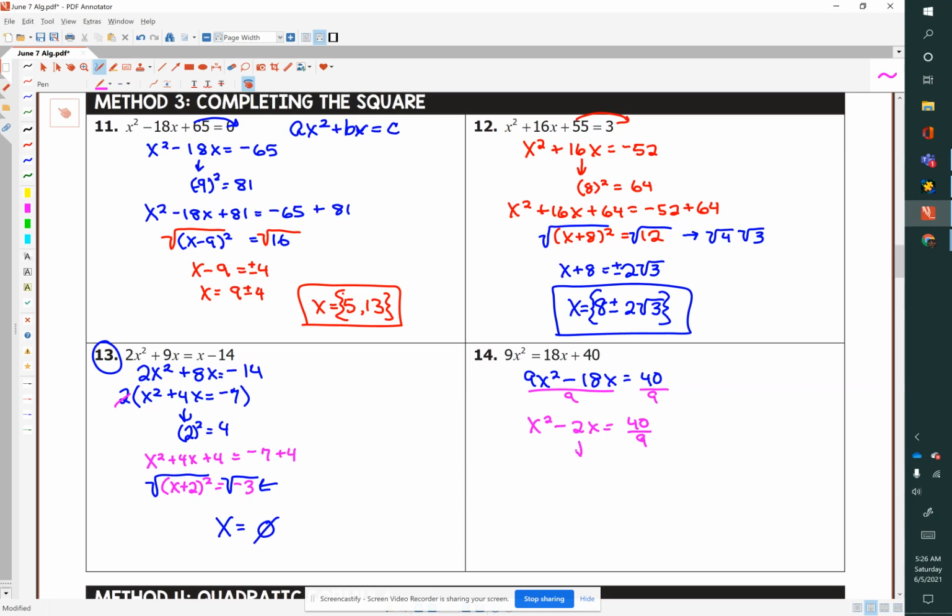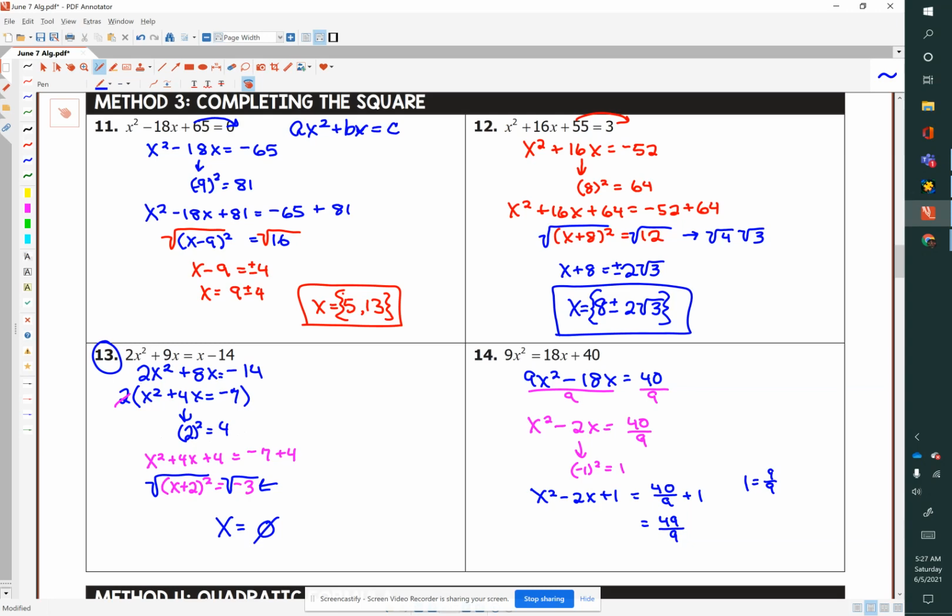And now I need half of negative 2, which is negative 1, squared, which will equal 1, and I'll add that to both sides. x squared minus 2x plus 1 equals 40 over 9 plus 1. And let's convert the 1 to 9/9 and add that to 40/9. And I think you're going to like how that turns out. That makes our work a little easier. So on the right side, we're going to have 49/9. Look at that, 2 perfect squares.